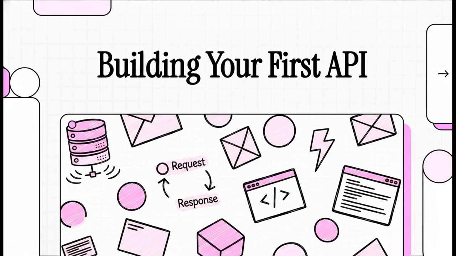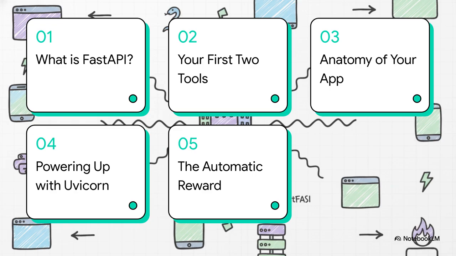Ready? Let's dive in. So, here's the game plan for today. Think of it as our builder's journey. First, we'll get to know our main material, FastAPI. Then we'll grab the two essential tools we need. After that, we'll break down the actual blueprint of our app, power it on with a server called Uvicorn, and finally, we'll check out the awesome reward we get automatically at the end.